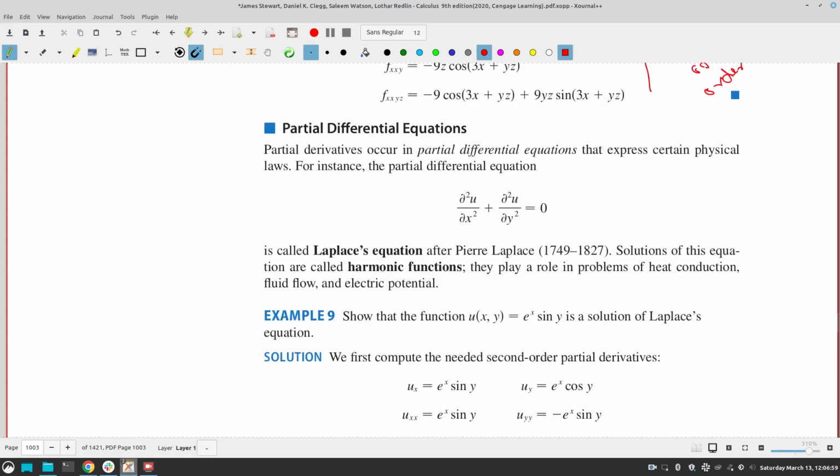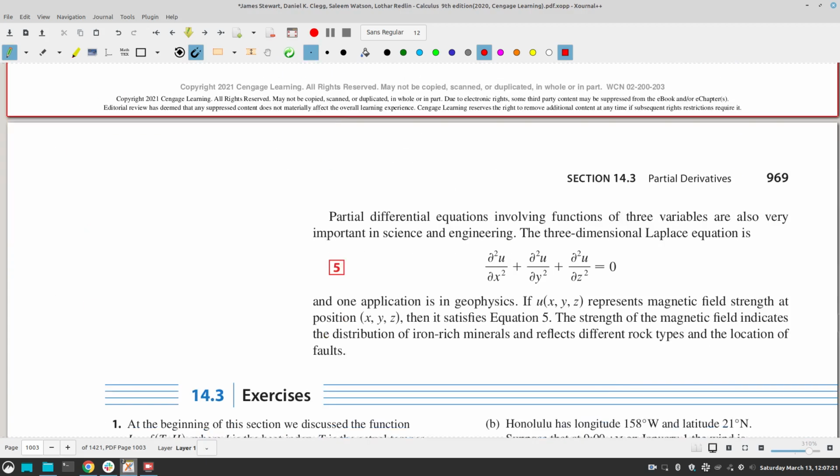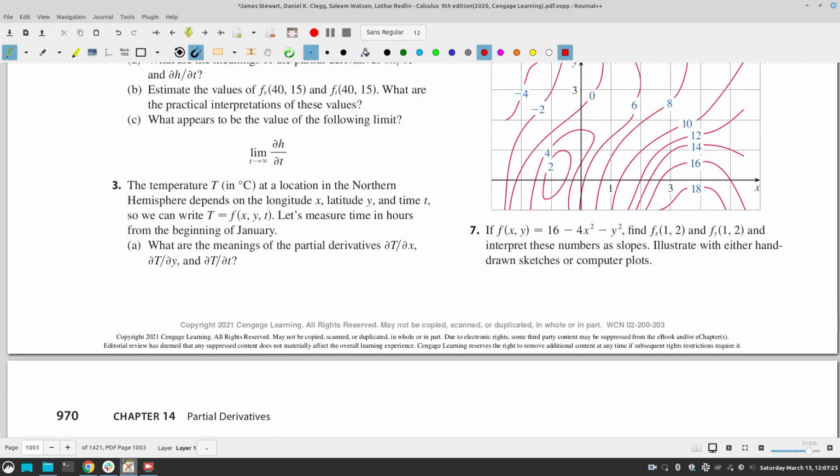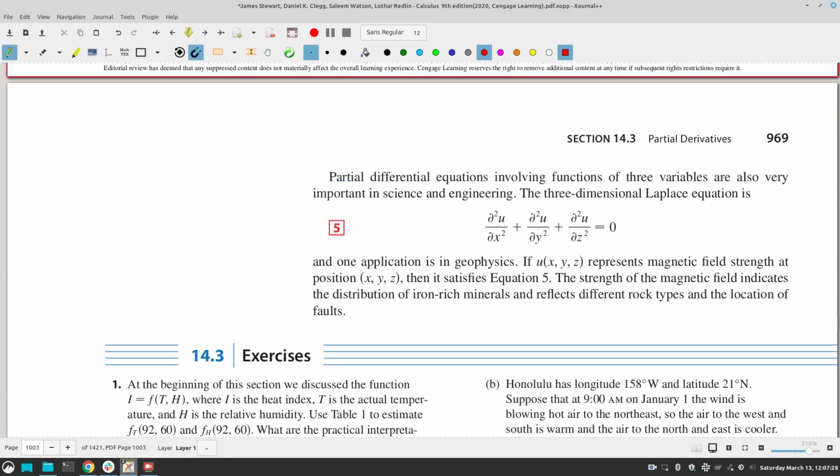Right, and of course there's another famous partial differential equation that occurs in many branches of science. It's called Laplace's equation, partial square u over partial x square plus partial square u over partial y square. You just plug in u(x, y) equals e to the x sine y to see that this is a solution to Laplace's equation. And of course this is the extension of Laplace's equation to 3 dimensions, right? Okay, cool.